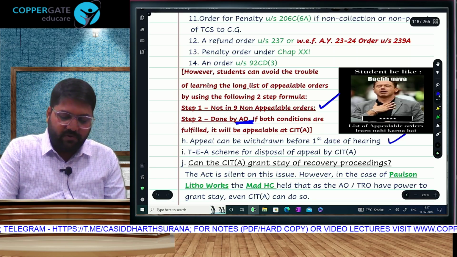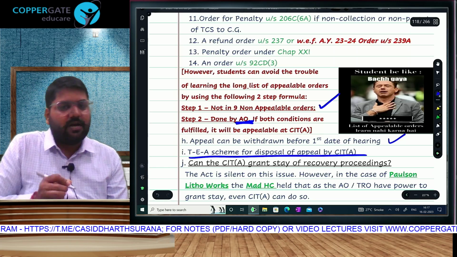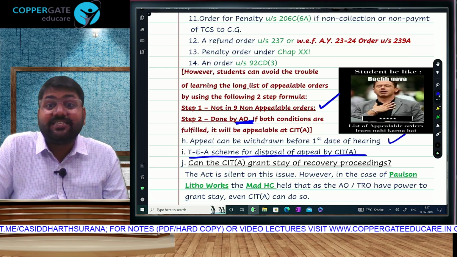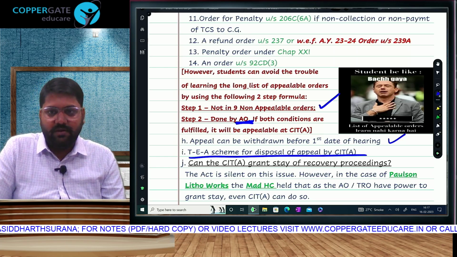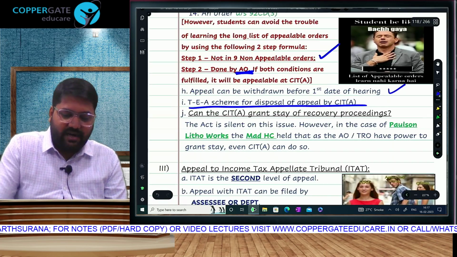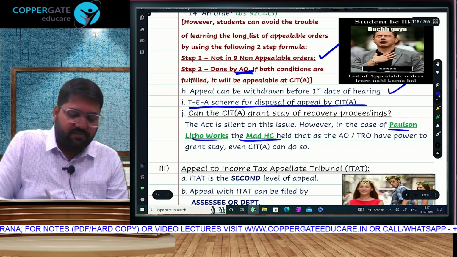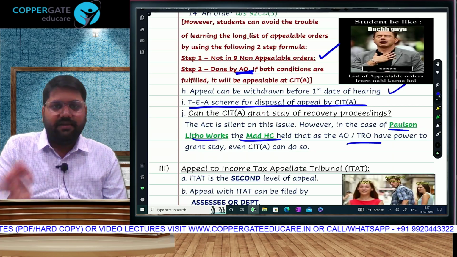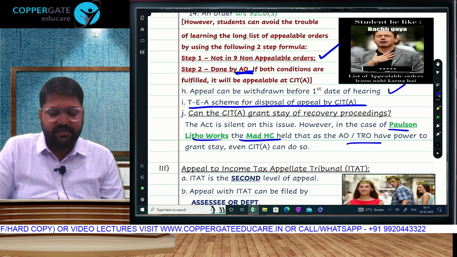Appeal can be withdrawn before the first hearing. The full CIT appeals concept will also happen online, electronically. It is going to be done under the name of faceless appeals. Can CIT appeals grant a stay? The Madras High Court in the case of Paulson Litho Works held that as the AO and TRO have the power, CIT appeals will also get the power. By the way, the law is silent, the Act is silent on this issue.